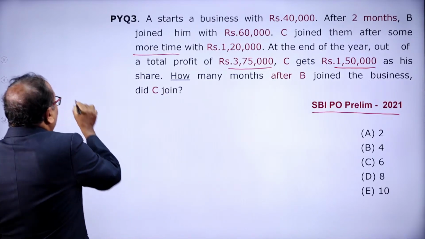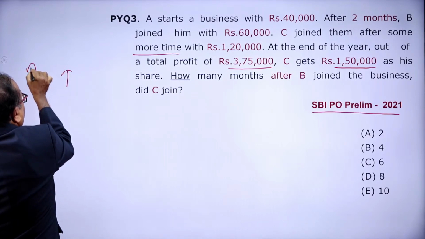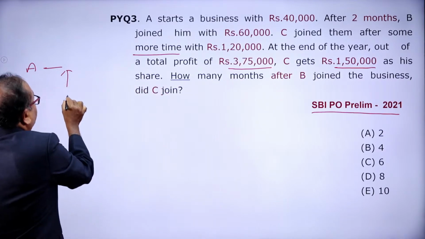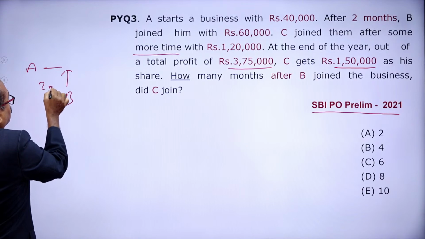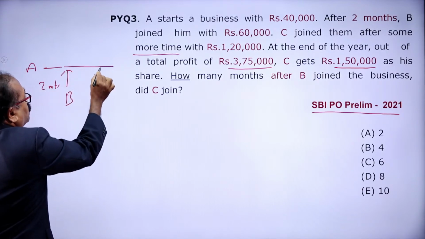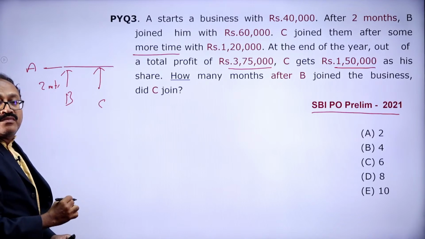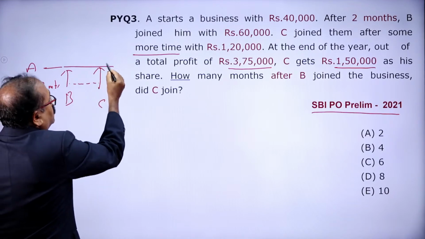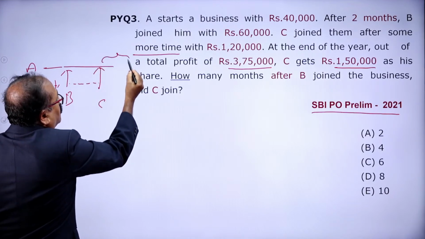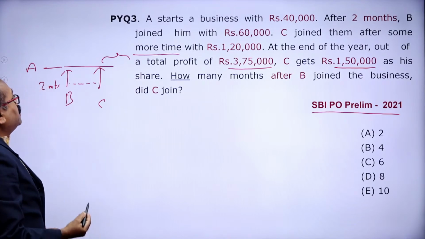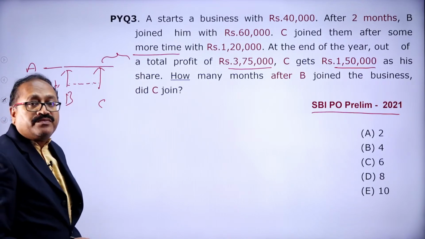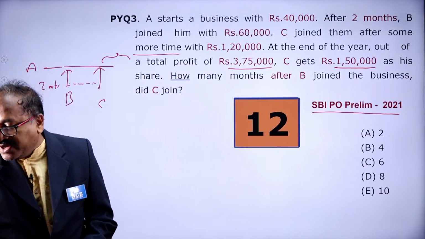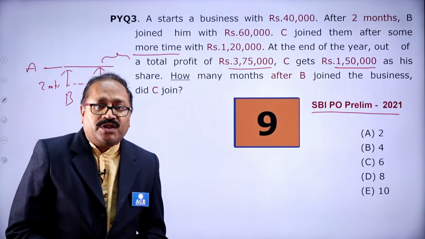That means A started the business and B joined after how many months? After 2 months B joined. After how many months of B joining did C join? So what I need to find out is the total time of C, and from there you need to find out the gap of these two. Let's work out, 15 seconds for you. It's a very important question.